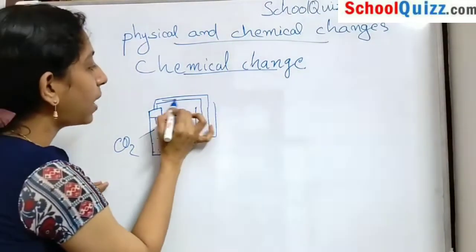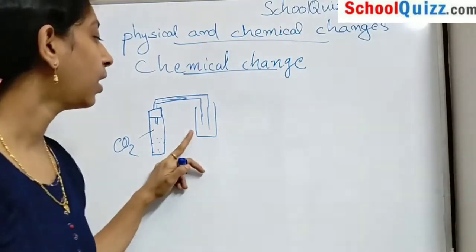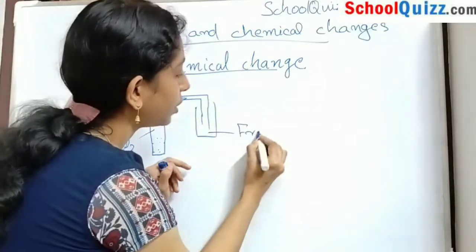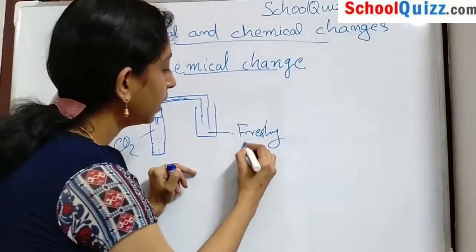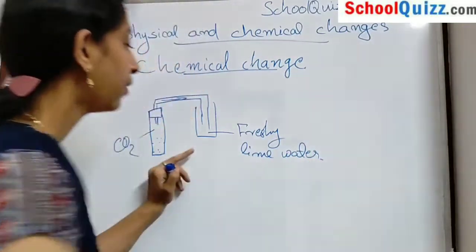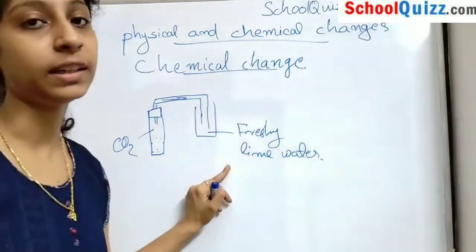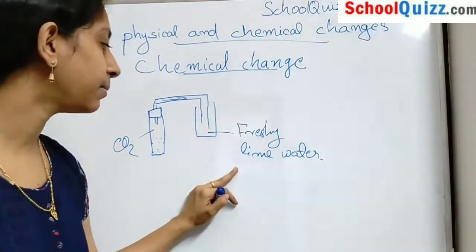The carbon dioxide passes through this tube and dissolves in freshly prepared lime water. What will happen here? The lime water turns milky.